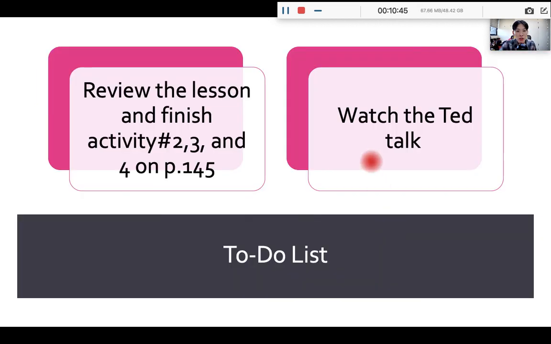Here is a to-do list for you. Please finish the lesson and go to page 145 to finish activity 2, 3, and 4 to help you process the information on relative clauses even better. And also watch the TED Talk. The TED Talk for this unit is not from the book. The one in the book is very boring and too long, so I found another interesting one about art making for you. Watch that. The link is also on Trunk class.